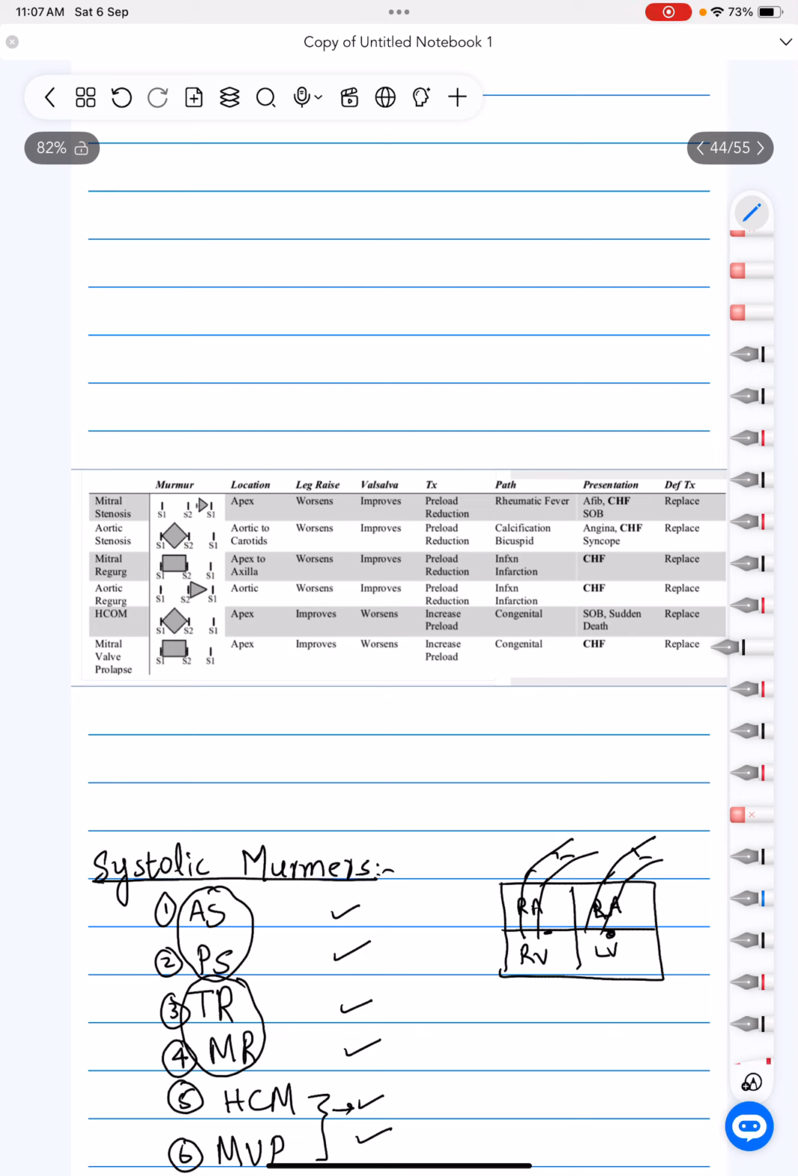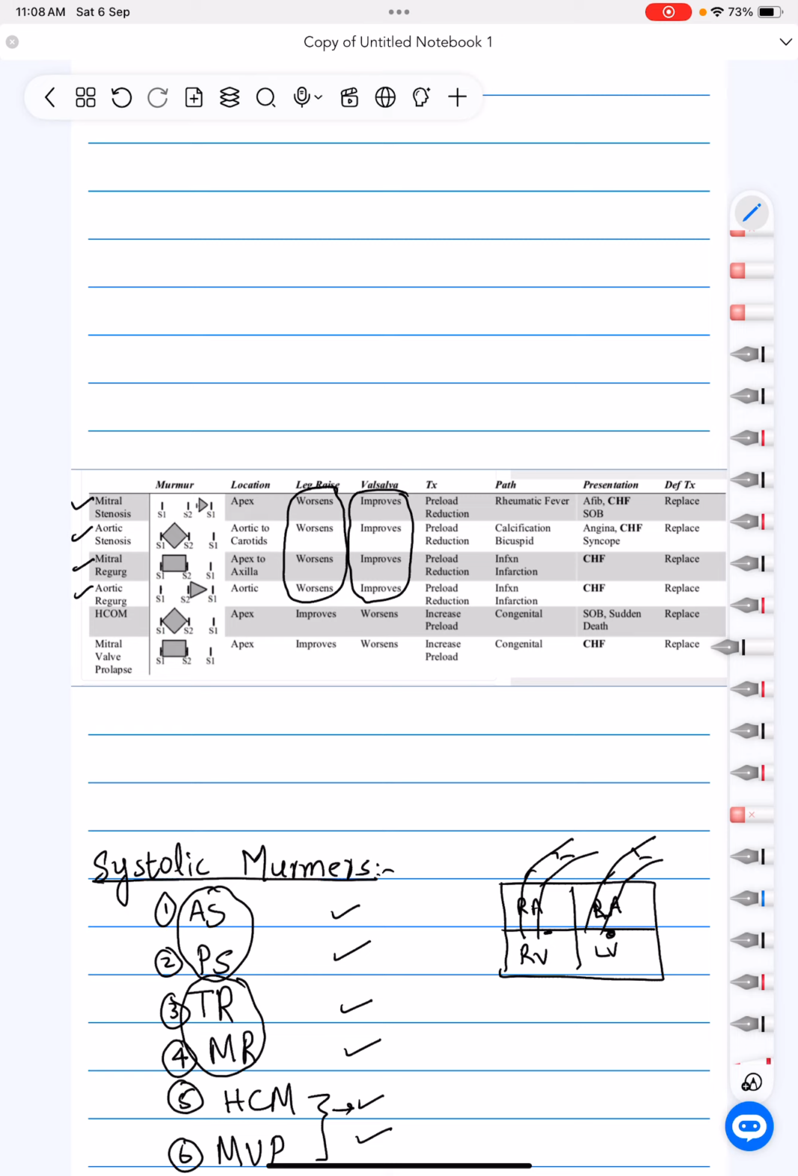All of the murmurs you see, mitral stenosis, aortic stenosis, mitral regurg, aortic regurg, all of these murmurs worsen with an increase in the venous return. Venous return is increased by maneuvers like leg raises, so the murmurs of all these also increase. Similarly, Valsalva decreases the venous return, so the murmurs improve because the blood flow across the valves is decreased.